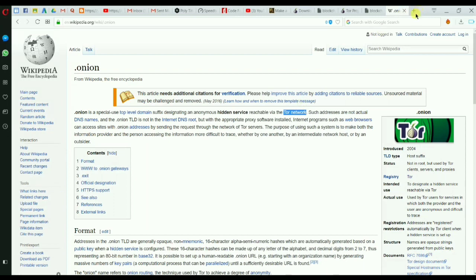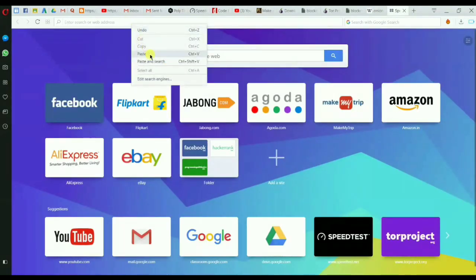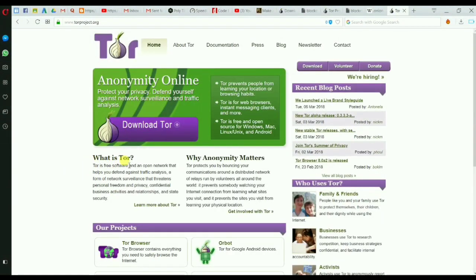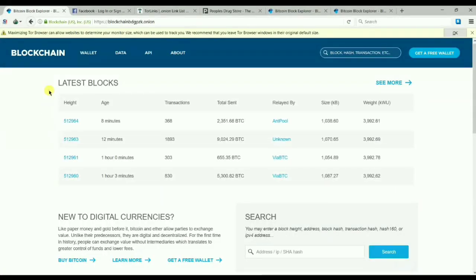But then again, what's a Tor network? Let's find out. Okay, so it's software that helps you defend against traffic analysis and blah blah blah. Now let's head over to the Tor browser.